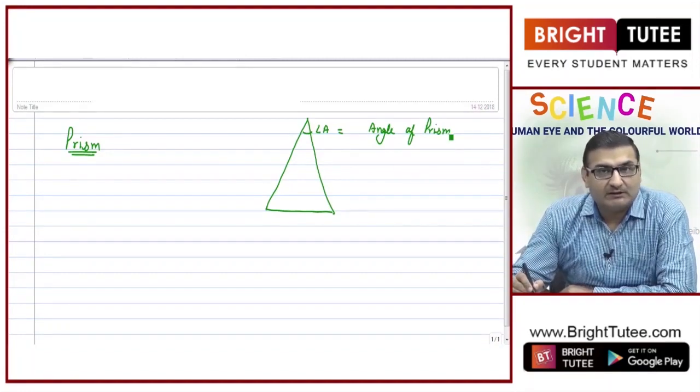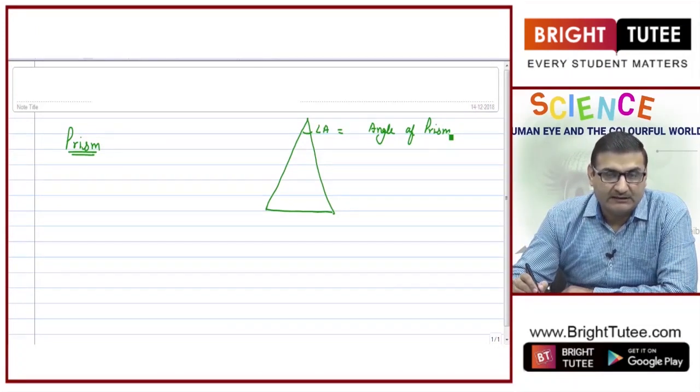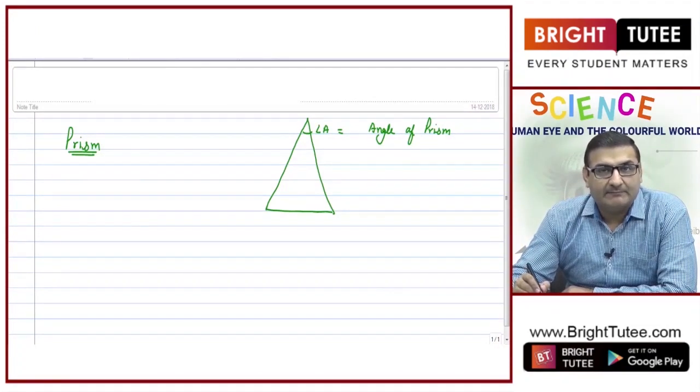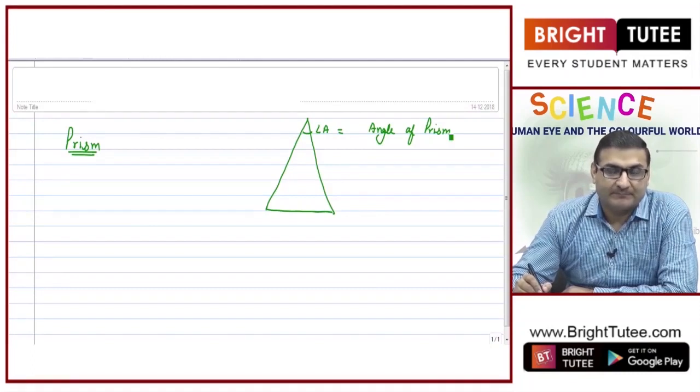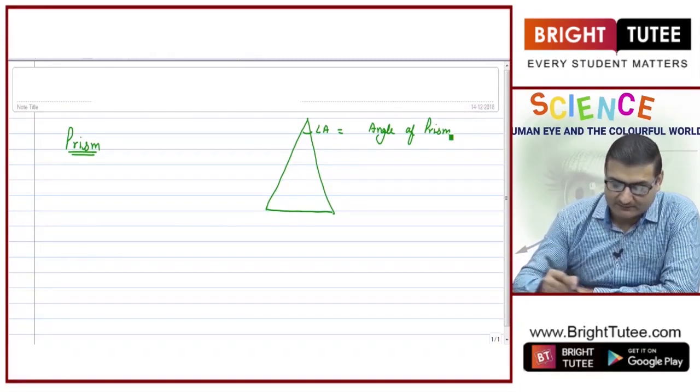Now, Isaac Newton was the first person who observed this spectacular phenomenon, that when a light ray passes through a glass prism, then a spectrum of white light, a band of 7 colors, was observed. Now, let us first of all see what exactly he did.